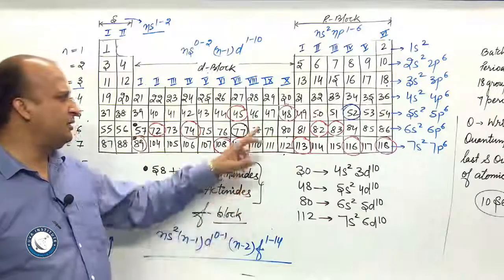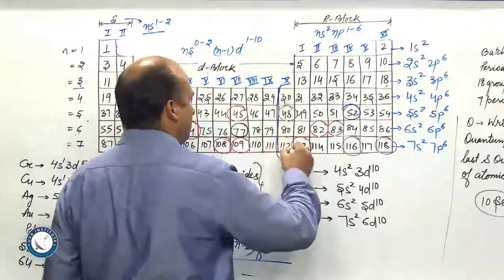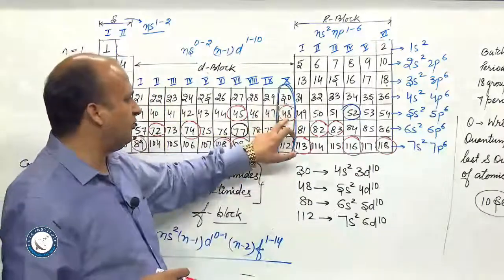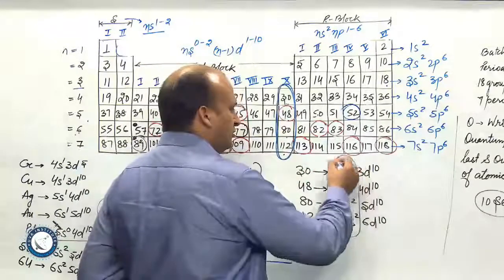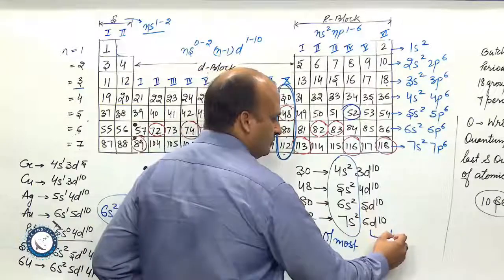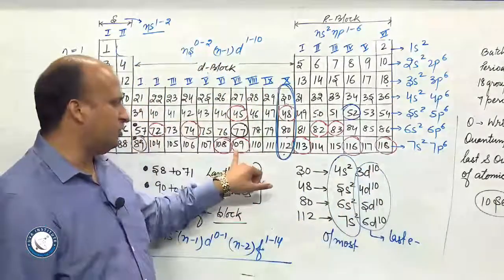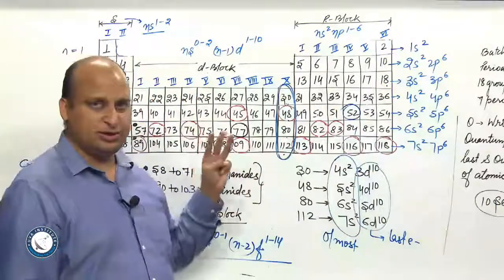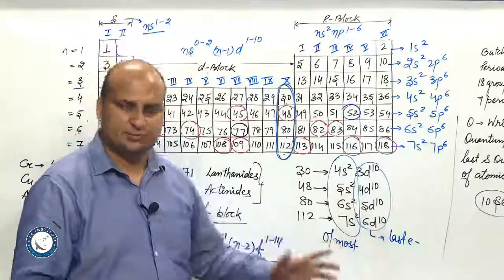See, for D block it's very simple. You have to remember this. This is 30, 48, 80 and 112. Okay. Now see, this is the outermost electron, and this is the last electron. So suppose you have to find out 109, 112 you know it is 7s2 6d10. For 109 you have to remove 3 electrons. So you will not remove from here, you will remove from here. It will be 6d7. That's what I taught.